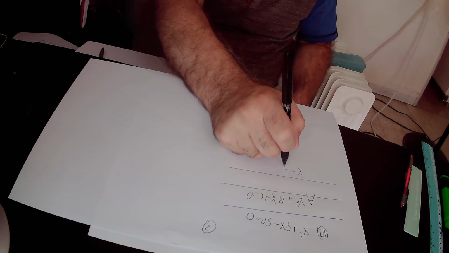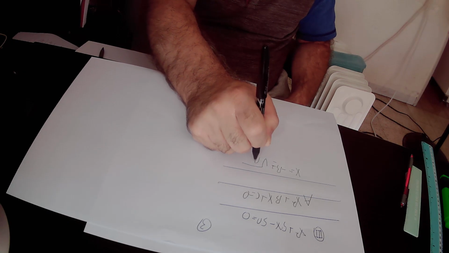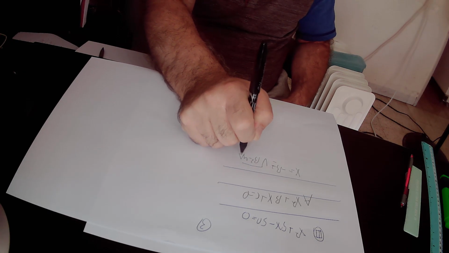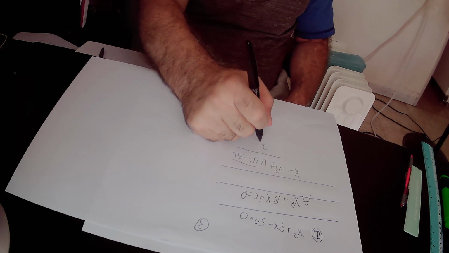x equals minus b plus or minus the square root of b squared minus 4 times a times c, over 2a.